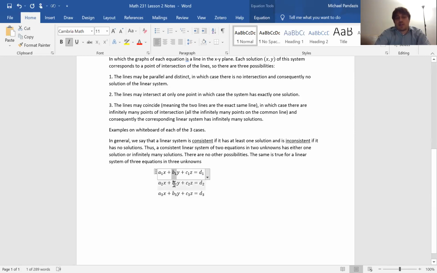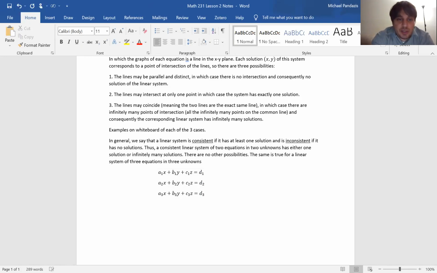B1 is the coefficient of y in the first. B2 is the coefficient of y in the second. B3 is the coefficient of y in the third. C1 is the coefficient of z in the first. C2 is the coefficient of z in the second. C3 is the coefficient of z in the third. D1 is the constant at the end of the first equation. D2 is the constant at the end of the second equation. And D3 is the constant at the end of the third equation. Okay.